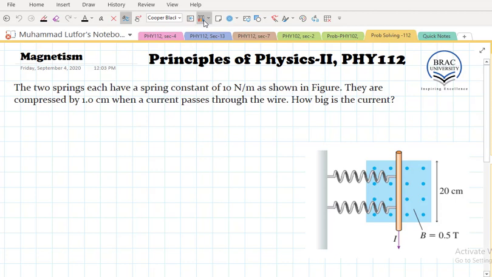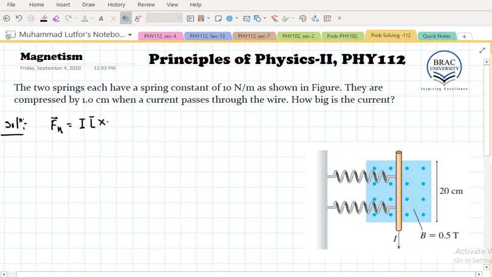Fine. To solve this problem, this is the concept we are going to use: the force on a wire, which is the magnetic force, would be I times L cross B. The magnitude of this force we can write as I L B sine theta, where theta is the angle between L and B.